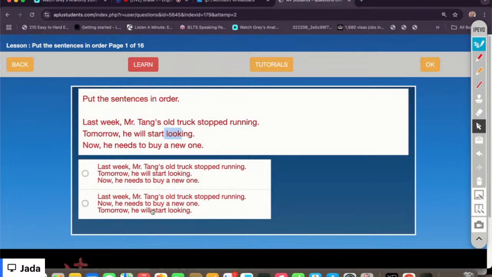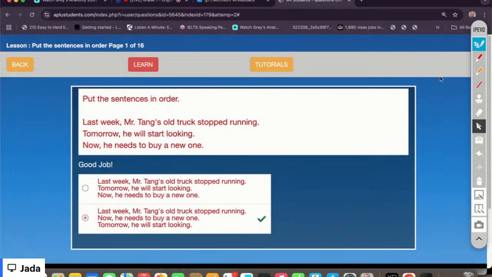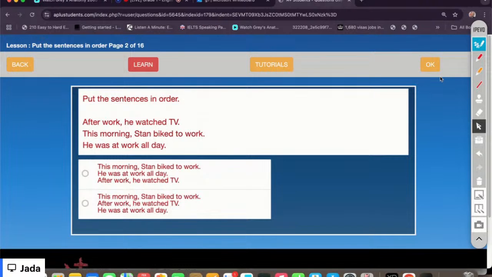So we have last week Mr. Tank's old truck stopped working. Now he needs to buy a new one and then tomorrow he'll start looking. So this is the right order. It's telling us that this stopped working, now he needs to buy another and he will start looking by tomorrow.